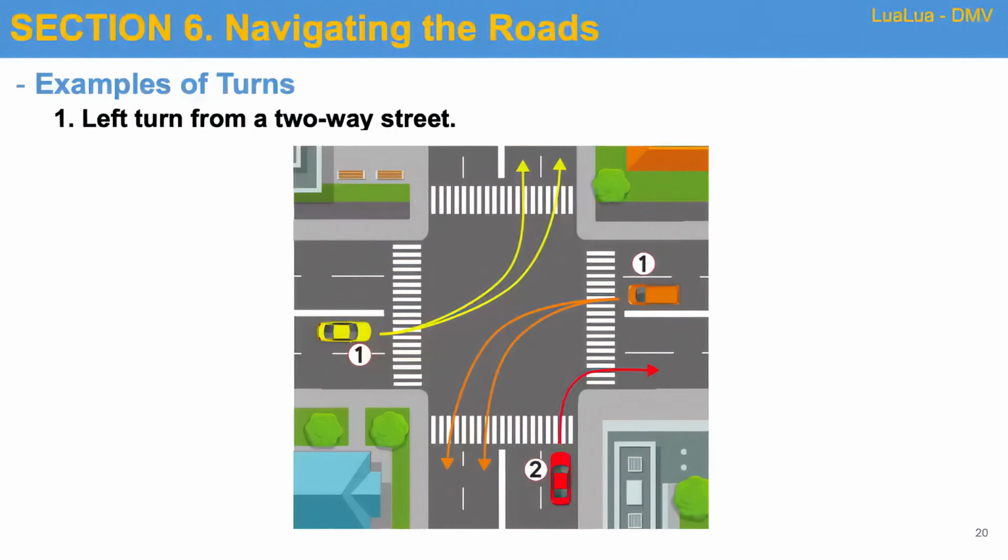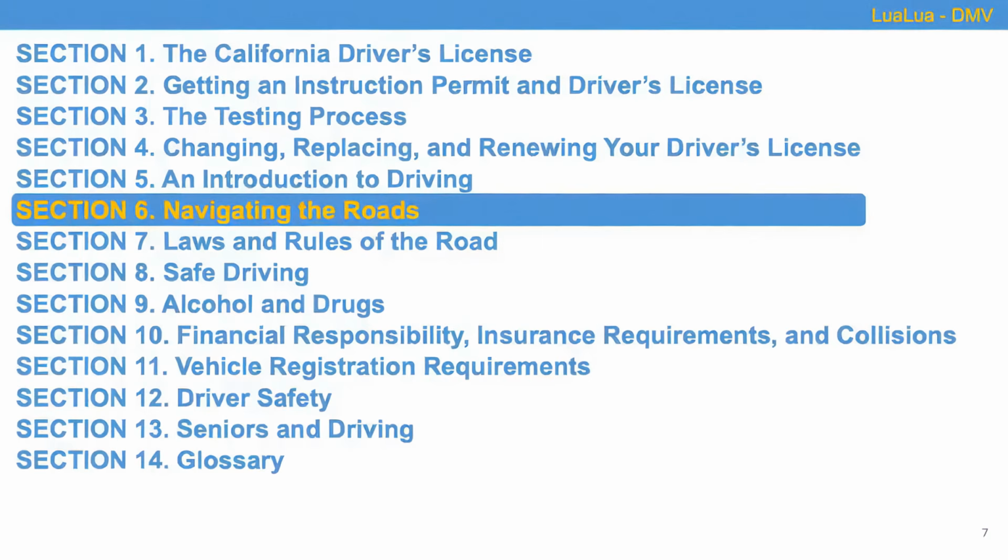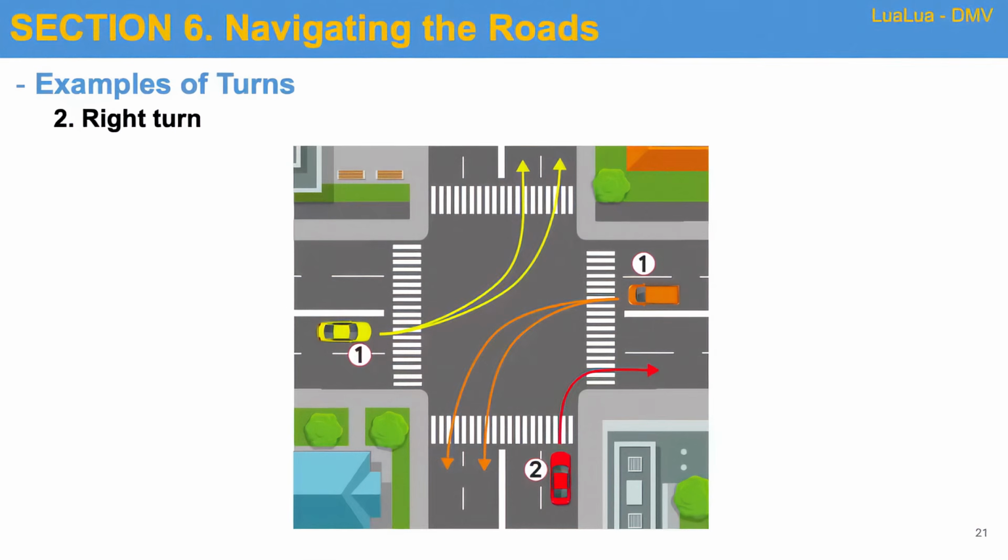1. Left turn from a two-way street. Start the turn in the left lane closest to the middle of the street. To reduce the risk of collision, end the turn in the left lane closest to the middle of the street going in your vehicle's direction. 2. Right turn. Begin and end the turn in the lane closest to the right edge of the road. Do not swing wide into another lane of traffic.